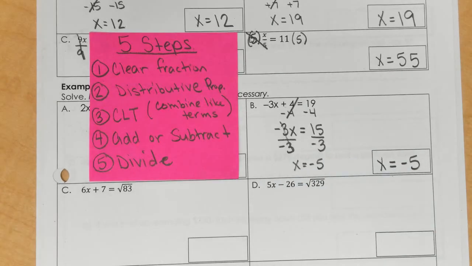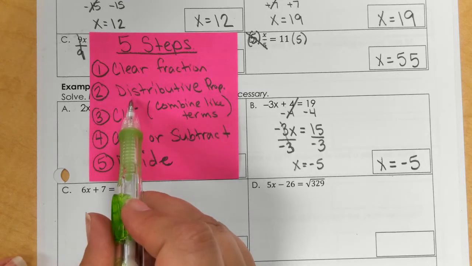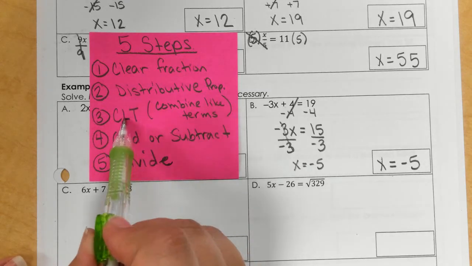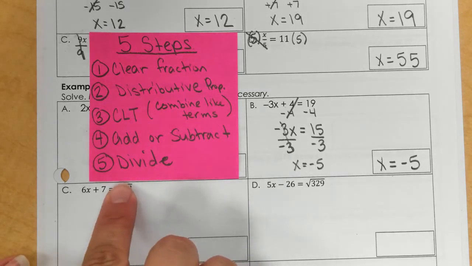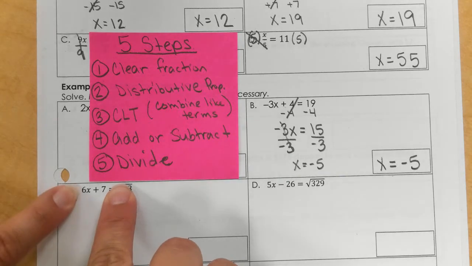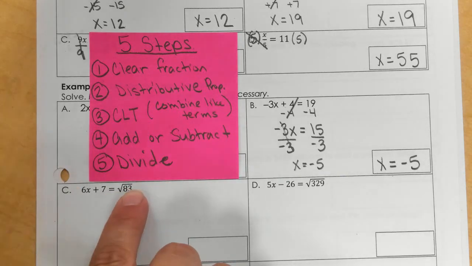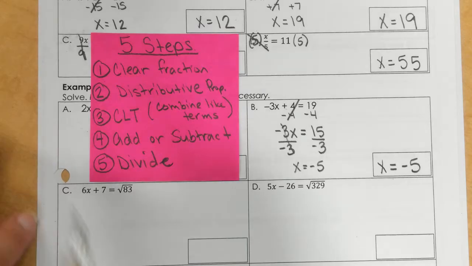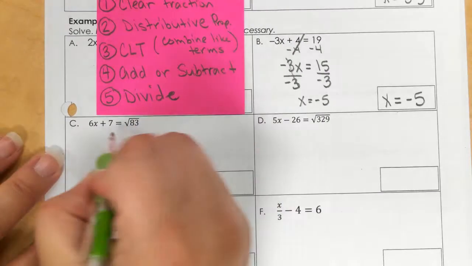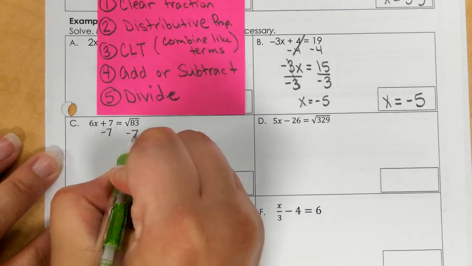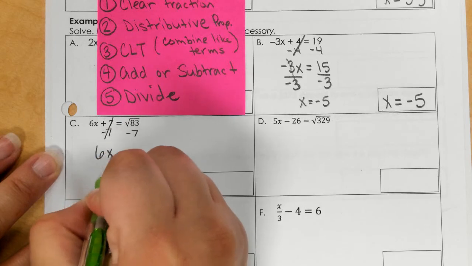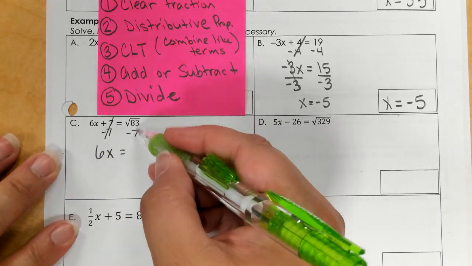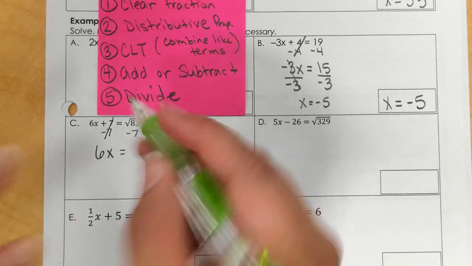Okay, in letter C, same idea, can you clear a fraction? And the answer is no, you cannot. Can you distribute? No, no parentheses. Can you combine like terms? Nope, these are not like terms, they are not combinable. Again, square root of 83 can't combine. Add or subtract? Certainly. So we are going to subtract the 7 from both sides. But we're not taking 83 minus 7, we're taking the square root of 83.